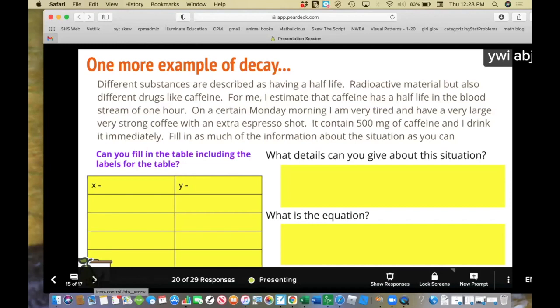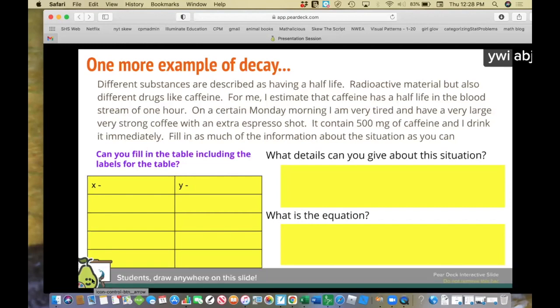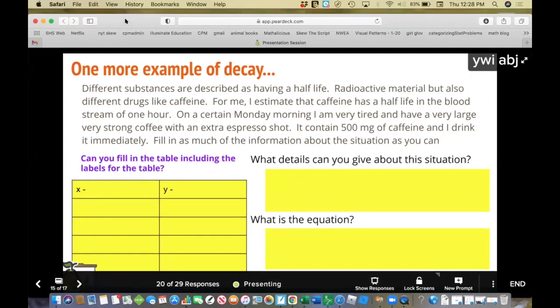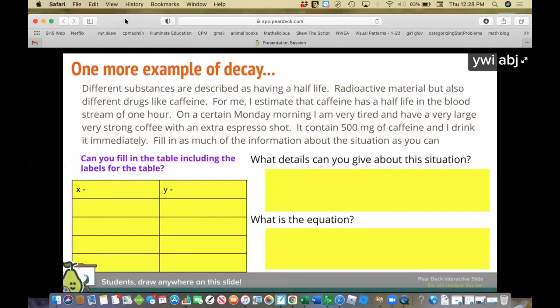Hey, Miss Aston. Does half-life mean that it's like minusing by half each time? It is reducing by half each time. It's not quite the operation of minus though. A rate means that I'm multiplying. So if I start out, how much caffeine am I starting out with?